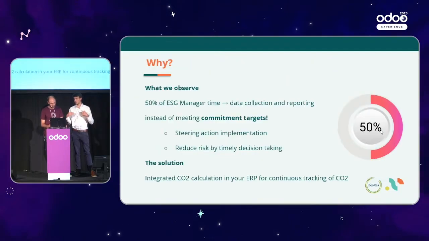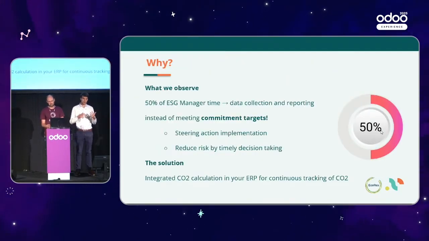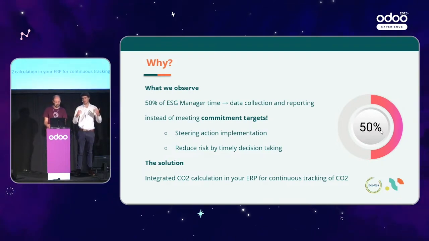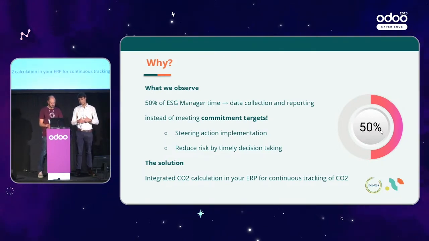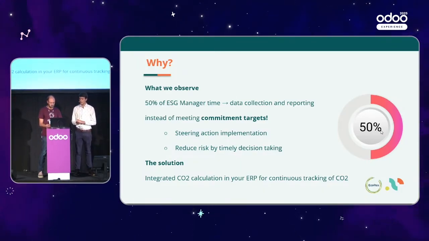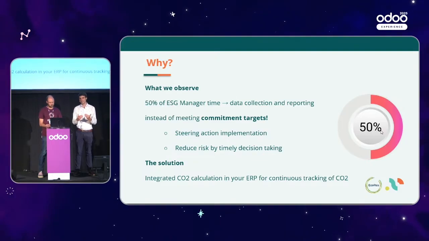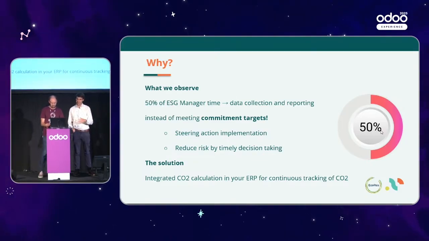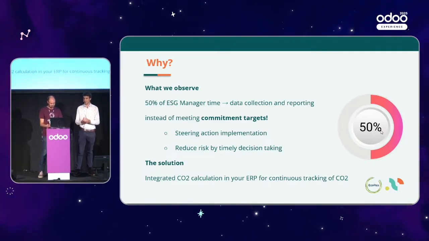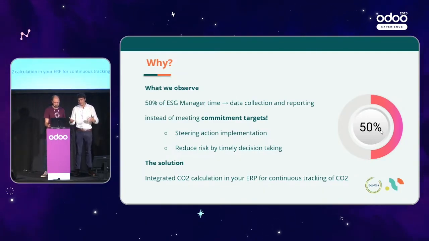But basically, what I observe as a carbon consultant is that a lot of the ESG managers in companies, depending on their size, will spend a lot of time, nearly half of the year, collecting all this data, trying to get this report done and having this nice sustainability report done in March or April. But actually, spending half of your time doing that is a waste of time, because you should be using your time to do actions of sustainability and to meet your commitment targets. So you need to implement action, steer action, and you need to reduce the risk of your CO2 strategy by taking decisions.